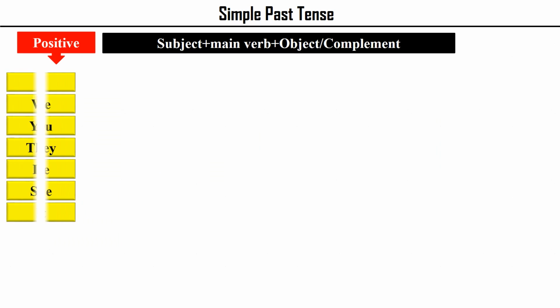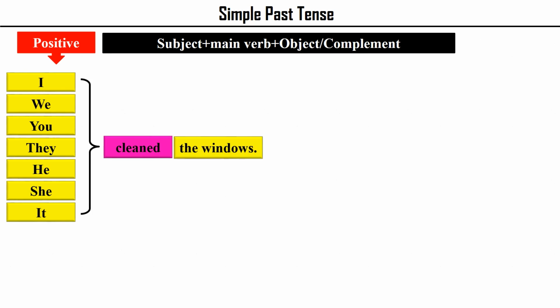Positive: subject plus main verb plus object. I clean the windows. We clean the windows. You clean the windows. They clean the windows. He cleaned the windows. She cleaned the windows. And it cleaned the windows. We cooked the food for dinner. We is the subject, cook is the main verb, and food is the object of the sentence.